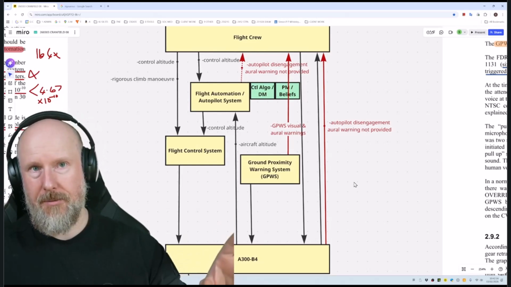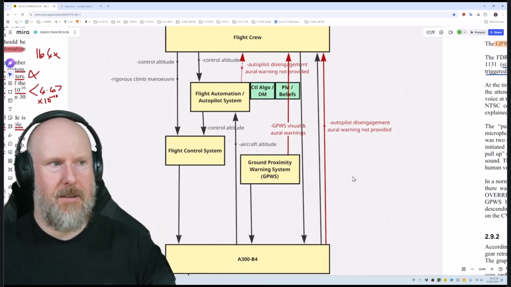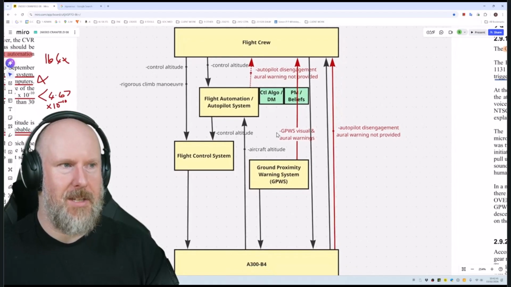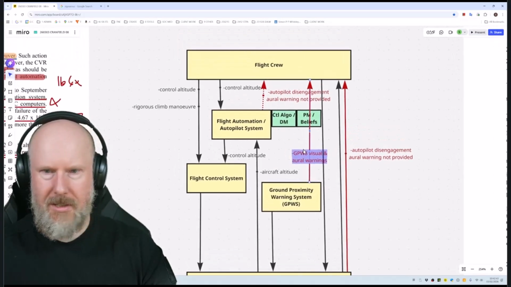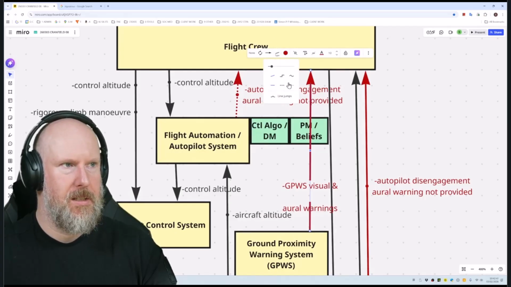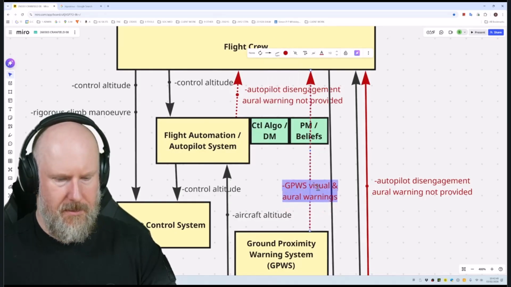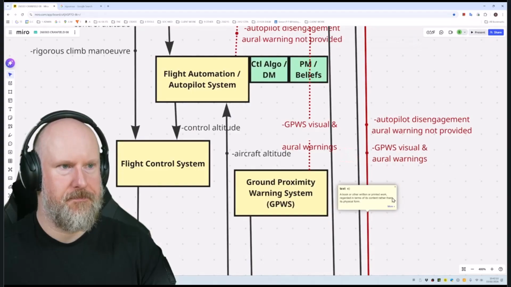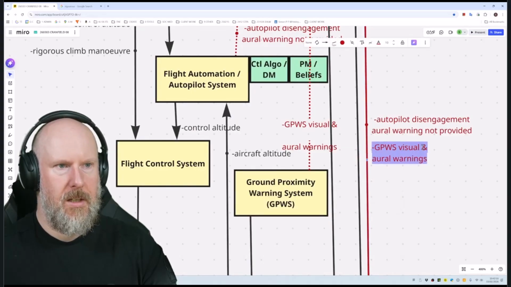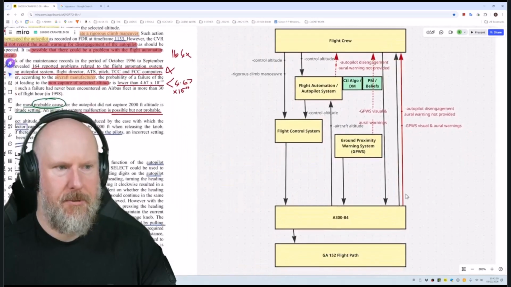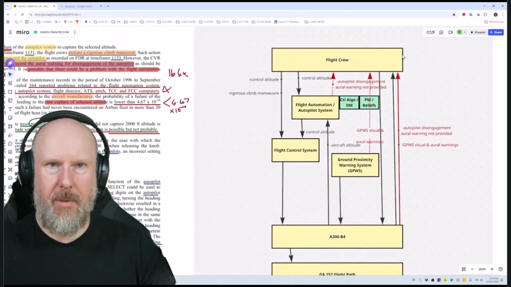So not directly from the GPWS, but via an intermediary, which is the aircraft itself. So what I'm going to do is make this a dotted line like I've done the autopilot, and I'm going to steal that and put it over here like this. So again, it's the GPWS oral and visual warnings from the aircraft itself to the pilots.